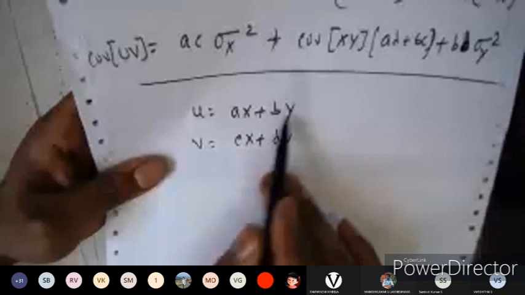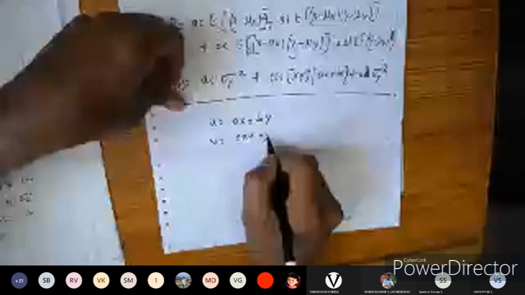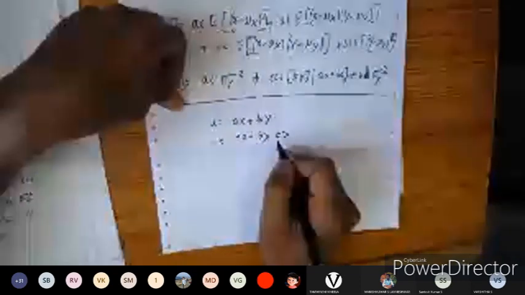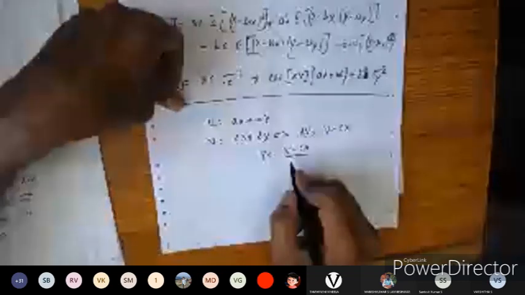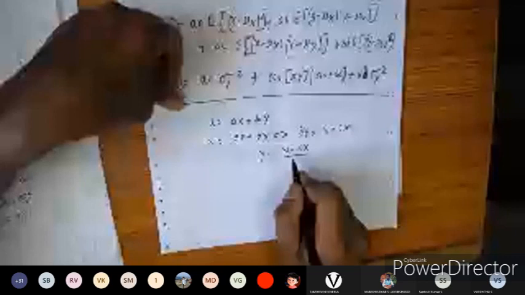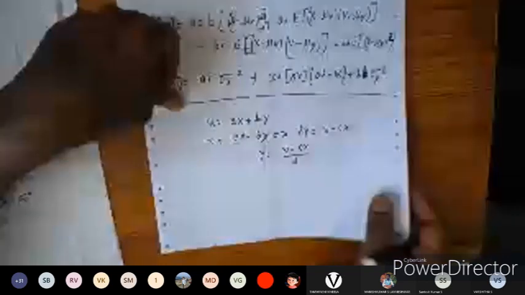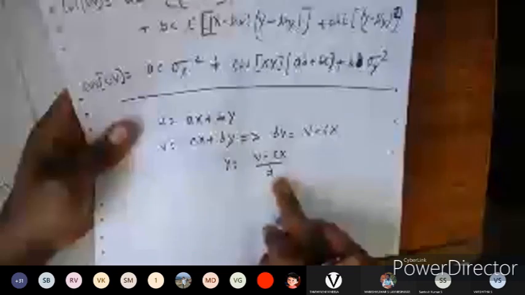Inverse transformation is nothing but expressing x and y in terms of u and v. So let us do that. Here y is there, so from this equation I am going to solve for y. It will be v minus cx, so y is equal to (v minus cx) divided by d. First I will solve it here, and later I will do the substitution.